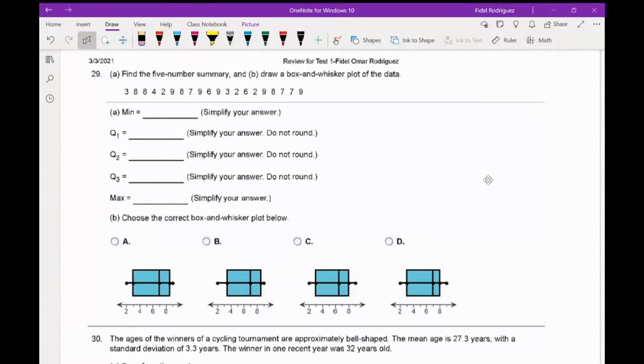All right, so guys, for number 29, let's see. First thing I'm going to do is we're looking for the minimum value. So if I just look at my numbers here, what's the smallest number that we have in our set? It looks like it's 2, right? So my minimum is going to be 2, okay?